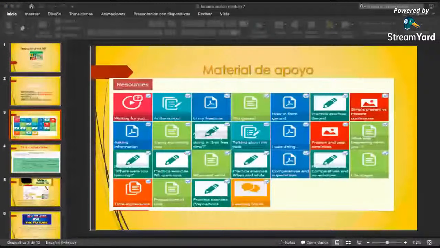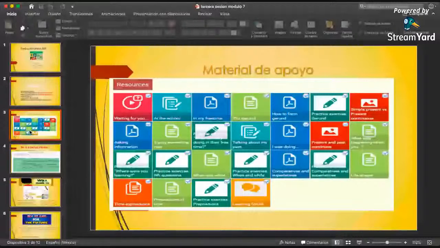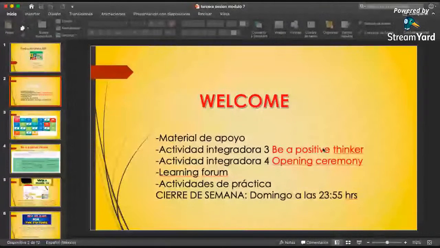Great. Now I'm going to explain the activities. Well, we have two activities. The first one is Be a Positive Thinker, and the second one is Opening Ceremony. We also have the learning activities to practice, and remember that the third week ends on Sunday at 11:55 p.m. So please, it is very important to do the activities during the weekdays and not at the weekend.